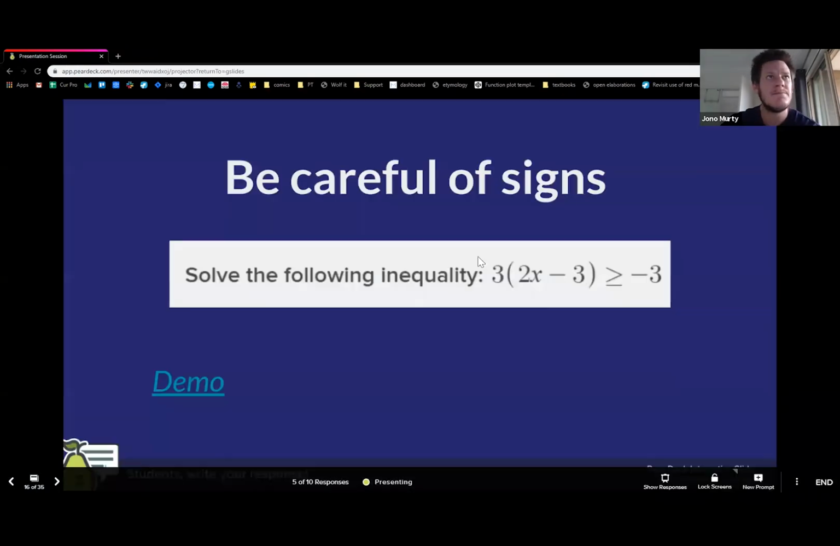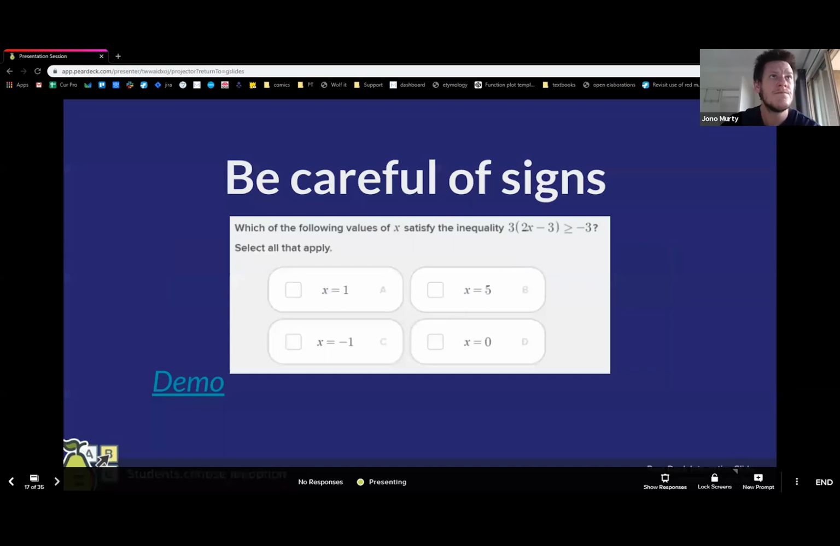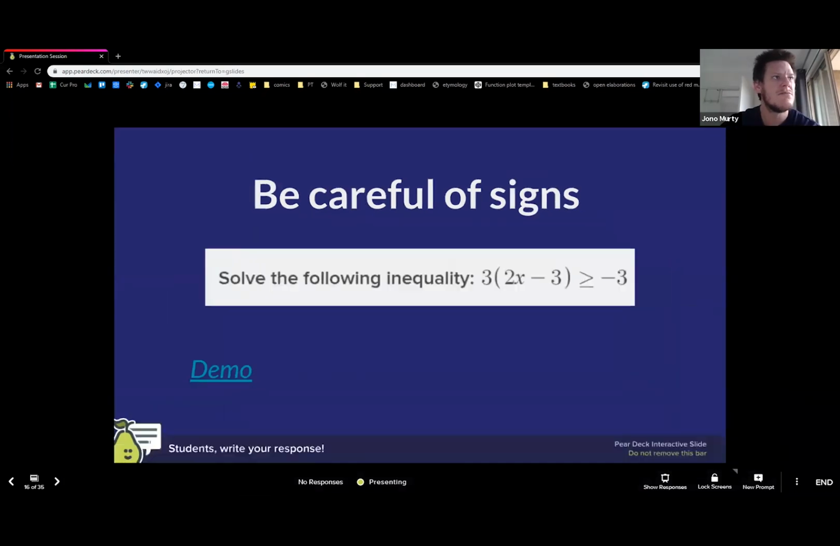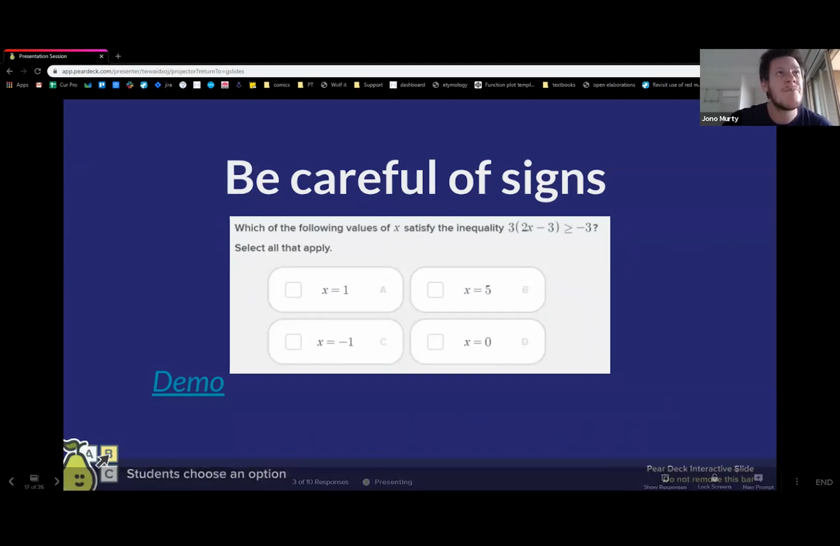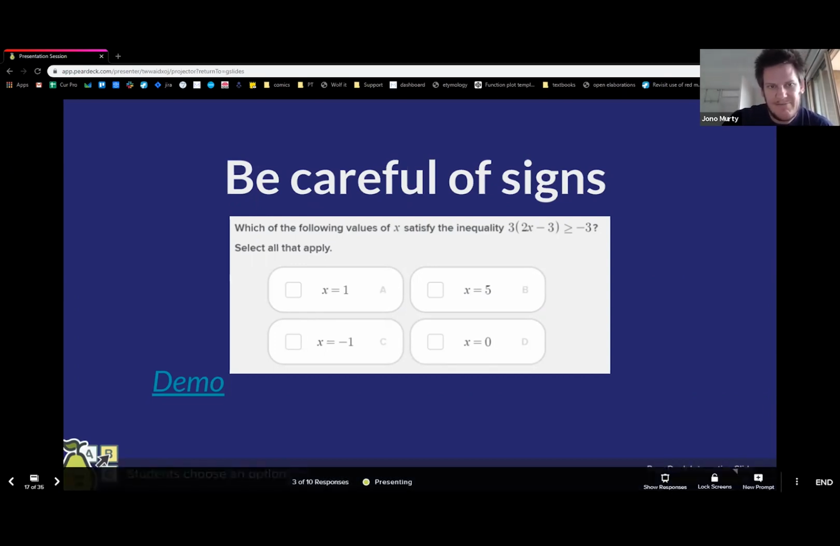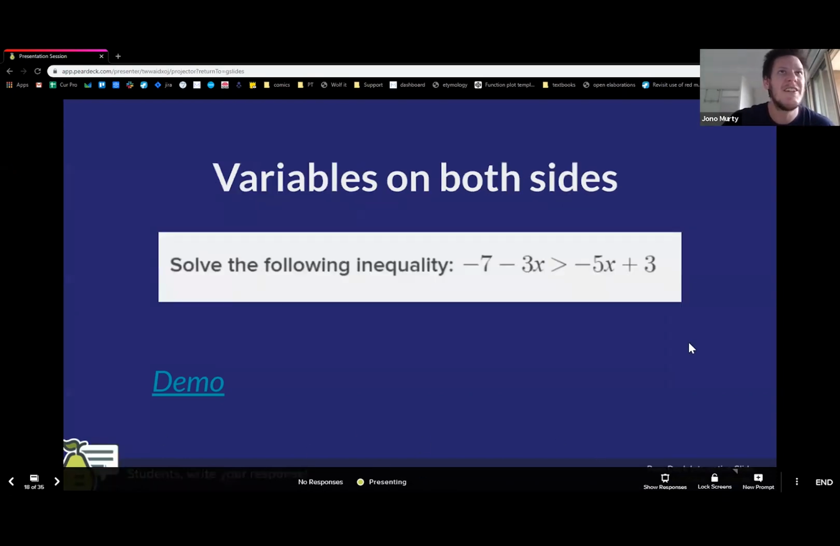Okay, next one. Oh, I just did that for you. You should find this really easy. You can only choose one answer though, unfortunately. I couldn't work out how to allow multiple choices here. So just choose one of the correct answers. X equals 1, x equals 5. Looks like some people are just switching between the two. So let's just go to the next question.